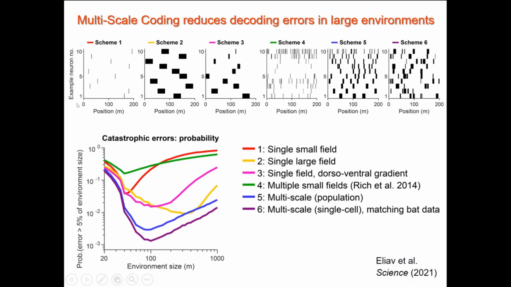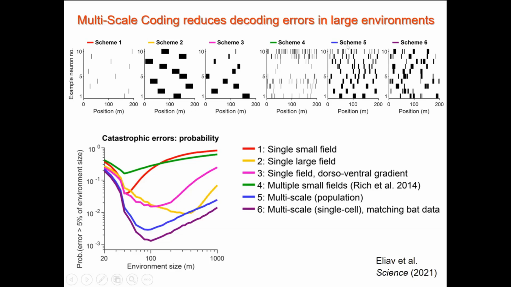So here on the left is the classical place code. This is 200 meters, and here are 10 neurons. This neuron has a small field here, this neuron has a small field here, the third neuron has a small field there, right? So different neurons have small fields in different random locations. And then on the right, scheme 6 is what we find in the bat: one neuron has many fields, and they have different sizes. And then we had also other schemes, for example, many fields, but with the same scale per field, per neuron, etc.